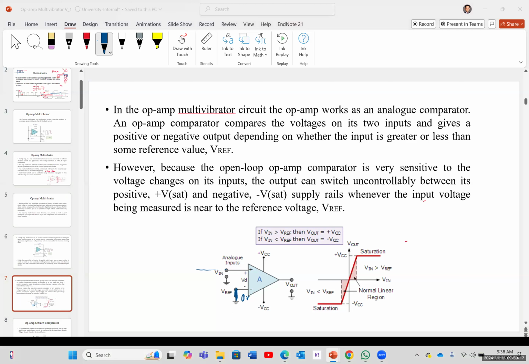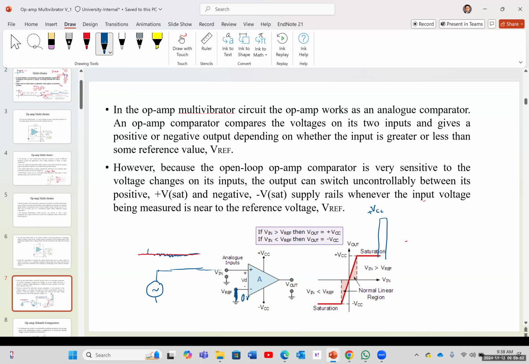Imagine it's connected to a circuit, and that circuit is creating a little bit of noise. Let's say it's creating a noise like this, without even giving us any output. And this is actually our 0 volts. Each time that this noise passes and goes above 0 volts, you're going to have an output which is equal to positive VCC.